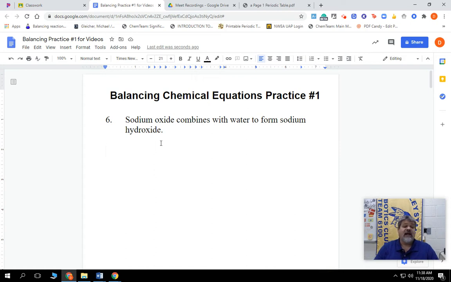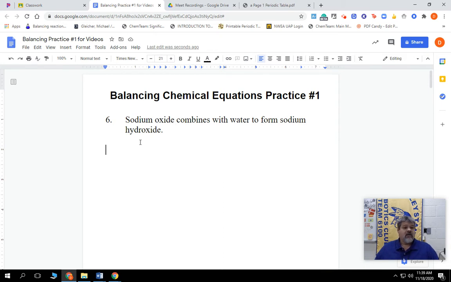In this case, everything is either type 1 or type 2, other than water, which is actually a type 3, but I think we all know the formula for water. So let's go ahead and start off. We are going from a word equation to a skeleton equation, and then we're going to balance it. So we start off with sodium oxide.